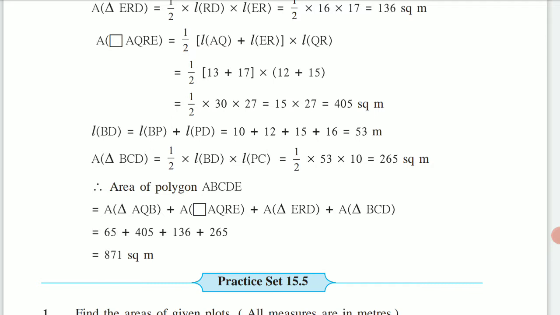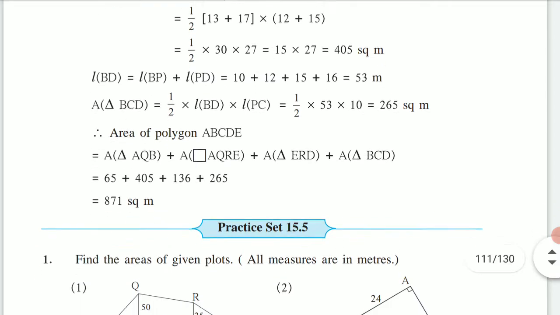Length BD is equal to length BP plus length PD, is equal to 10 plus 12 plus 15 plus 16, is equal to 53 meter. Area of triangle BCD is equal to 1 upon 2 into length BD into length PC, is equal to 1 upon 2 into 53 into 10, is equal to 265 square meter.